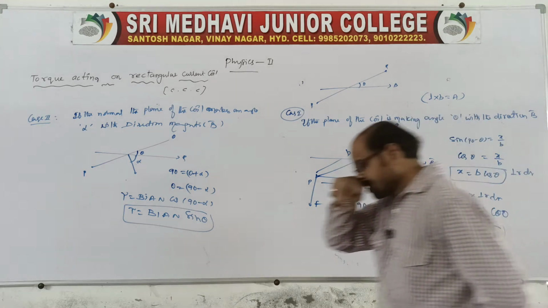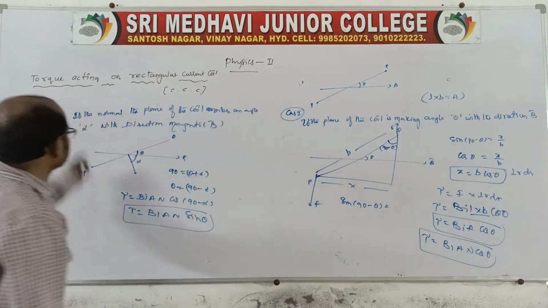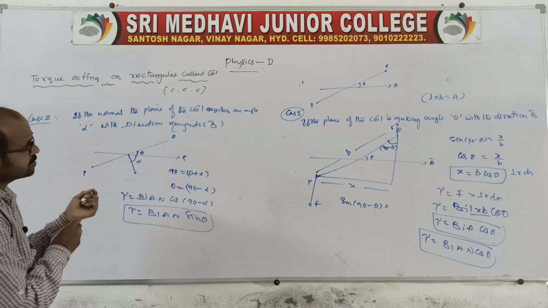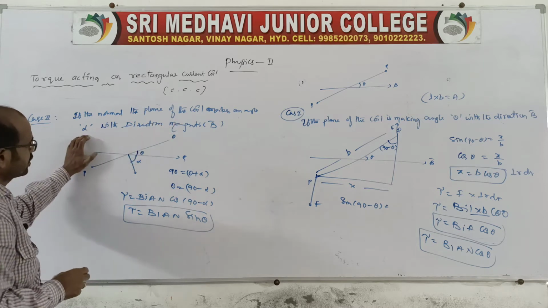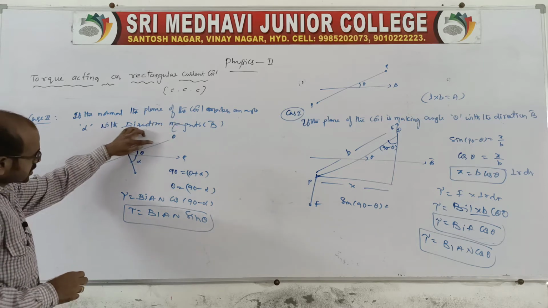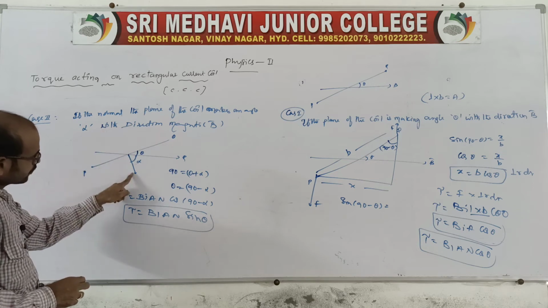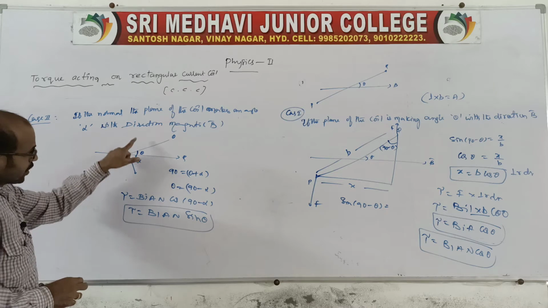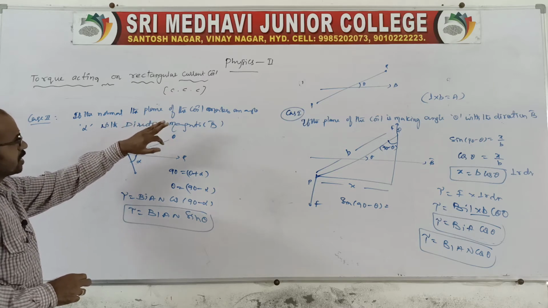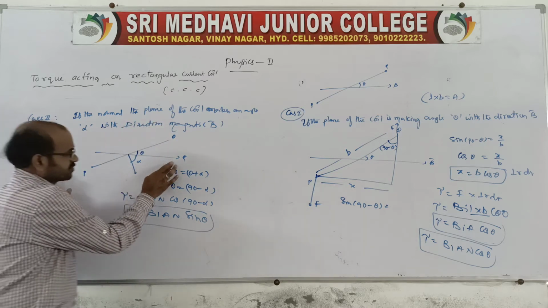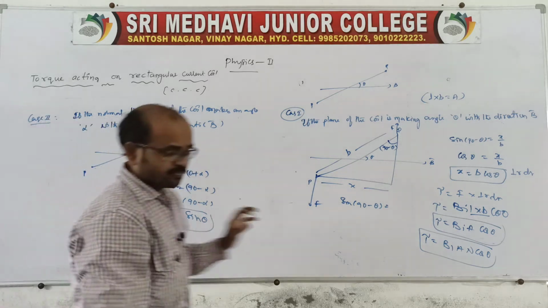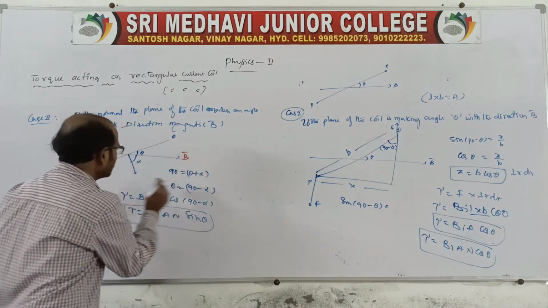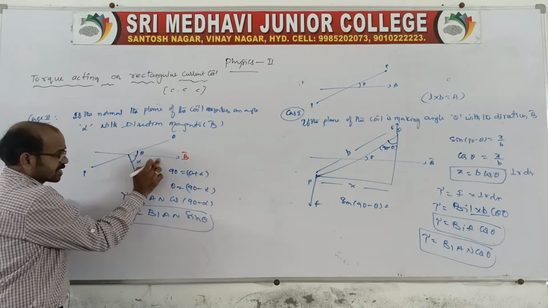And the second situation is, if the normal of the plane makes an angle alpha. See, this is the normal, therefore this normal is making an angle alpha with the direction of magnetic field. This is the direction of magnetic field, and the normal is making an angle alpha with the direction of B.